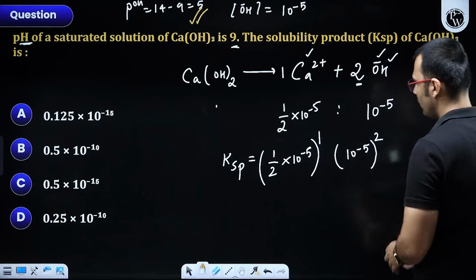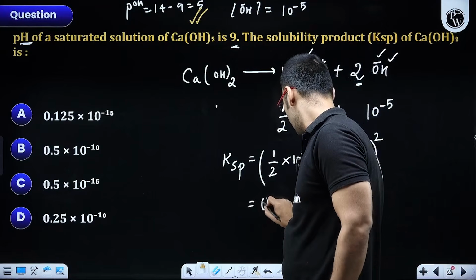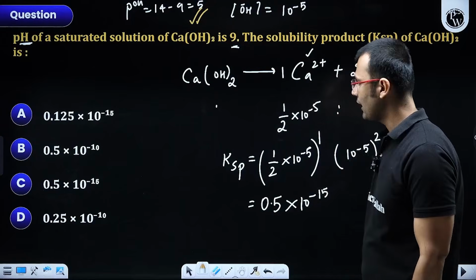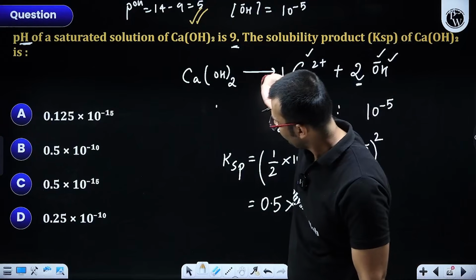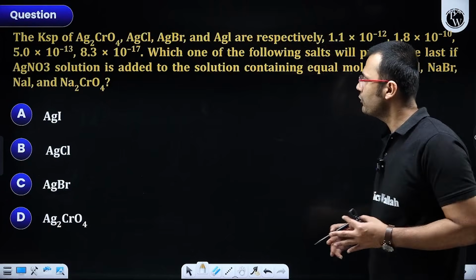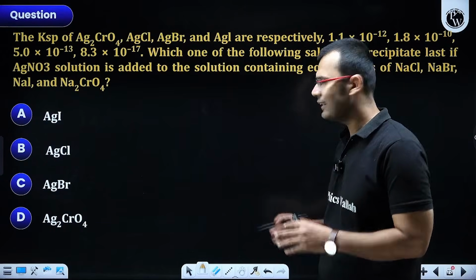So half into 10 power minus 15. So 0.5 into 10 power minus 15 should be your answer. Which one? C option, right? C option.